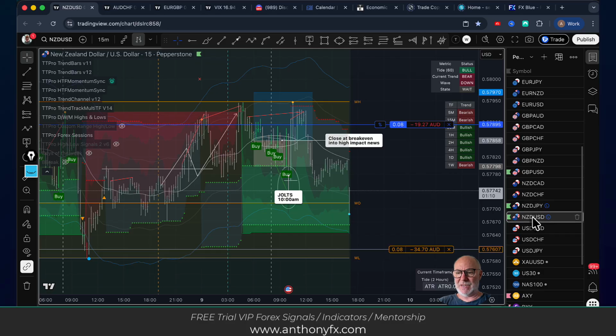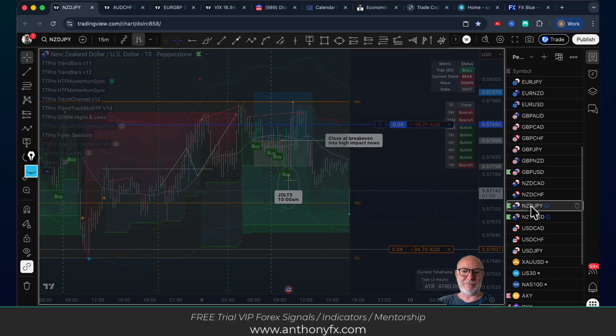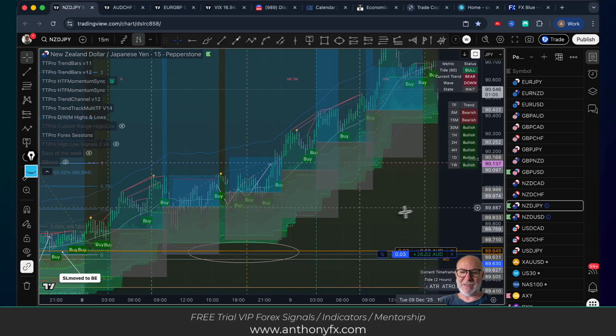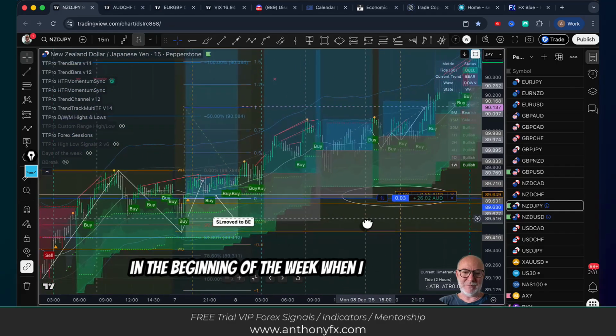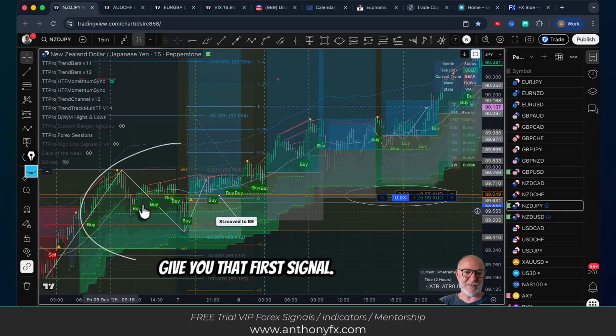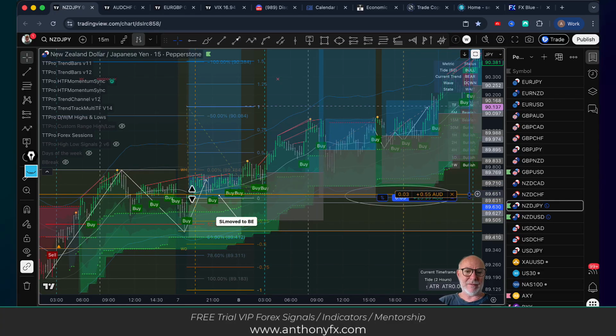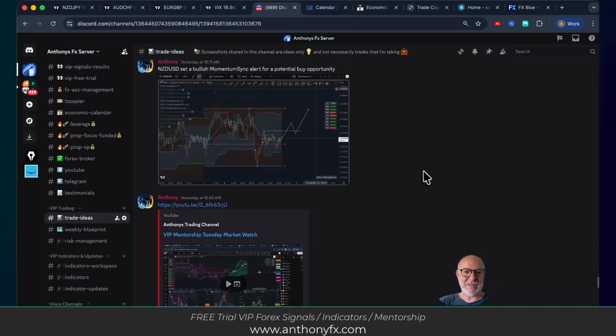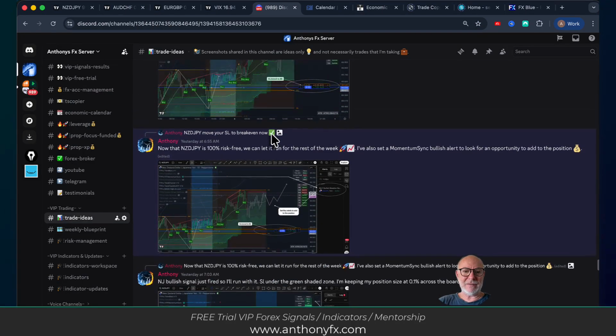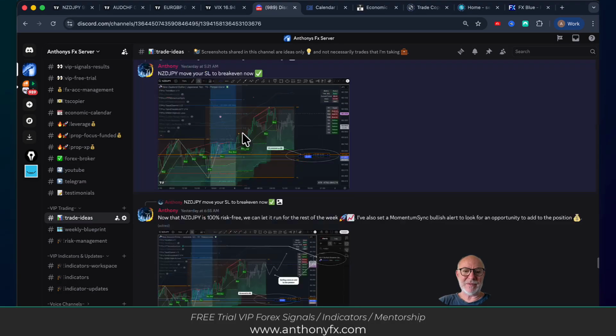And New Zealand yen. Oh, the New Zealand yen. Look, here it is. This is the idea, guys. All you need to do is, in the beginning of the week, when I give you that first signal, look for the pullback. Okay, this was it, New Zealand yen. And then go for the next. Look, I'll show it to you. New Zealand yen, going back. Move your stop loss to break even.